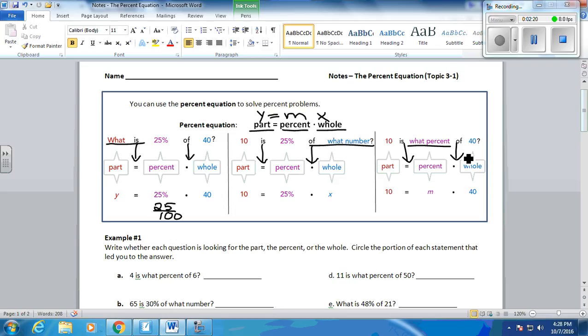I also want to give us a little hint about this right now: there are going to be some other words in our questions besides whole. So if we think about original or total, those also mean whole.